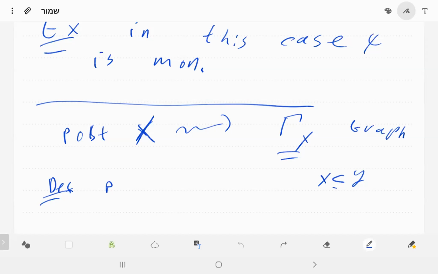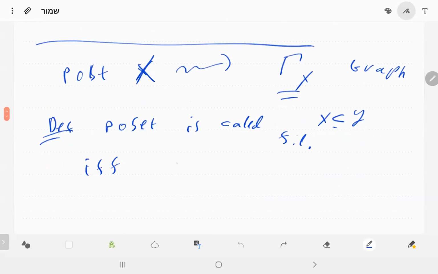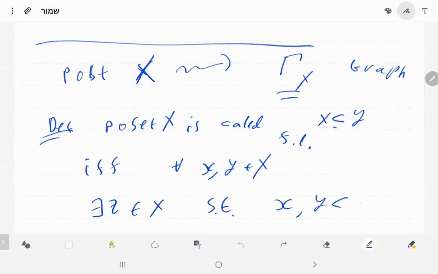Definition: a poset is called filtered if for any x and y in capital X, there exists z in capital X such that x and y are both smaller than z. It's something slightly weaker than a full order, but for many practical cases, it's almost as good as a full order. So a filtered limit is a limit over a commutative diagram whose shape is a filtered poset.